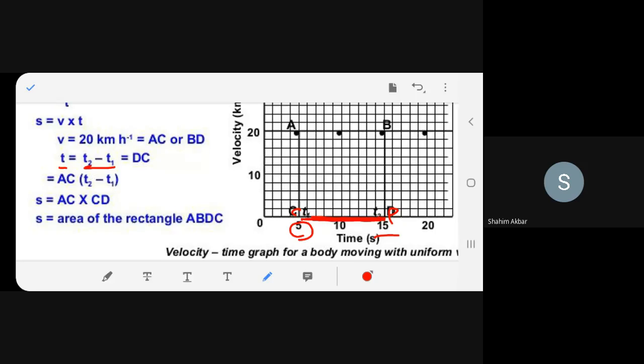Now it's written over here S is equal to V into T, right? What is V? AC. So what will I write? AC into what is T? T2 minus T1. Here you can see T2 minus T1. So we got AC into T2 minus T1. Any problem?